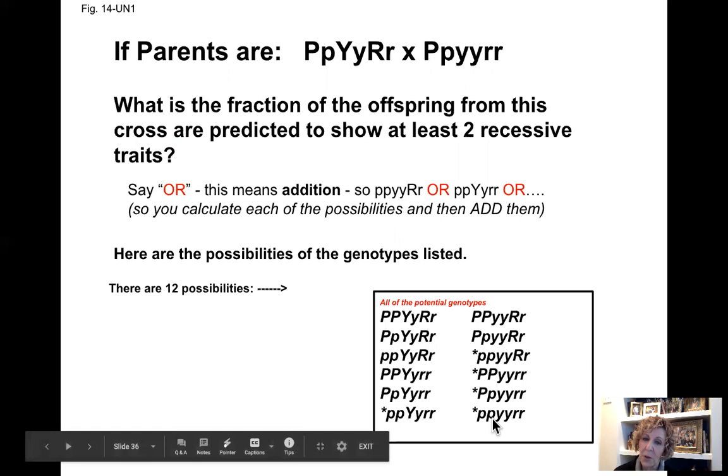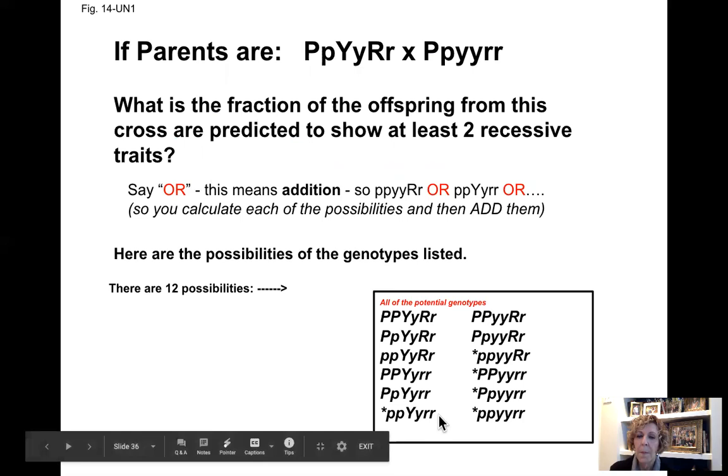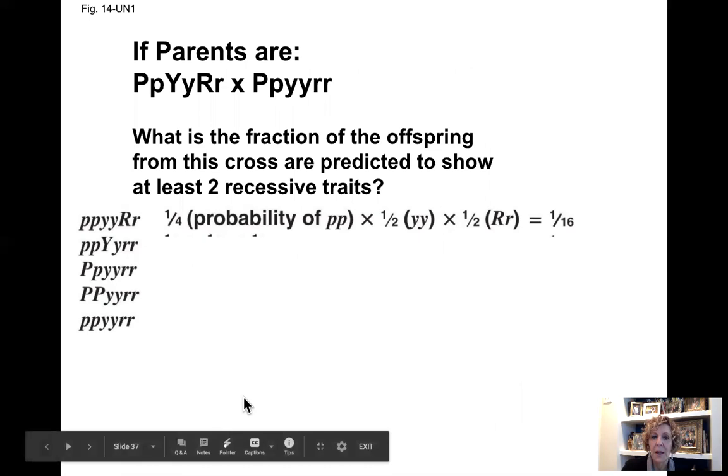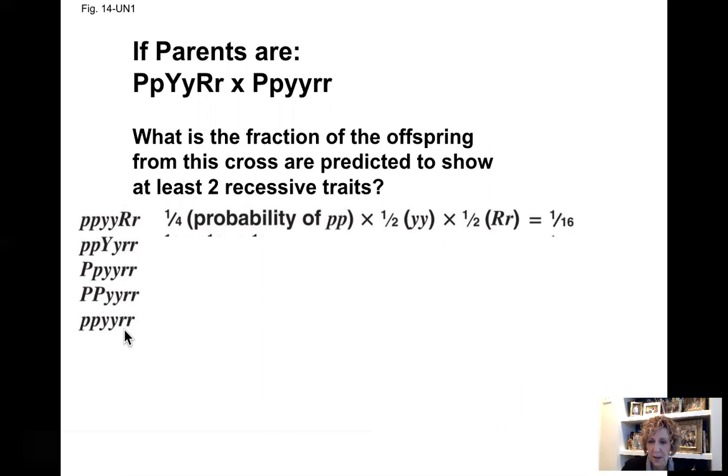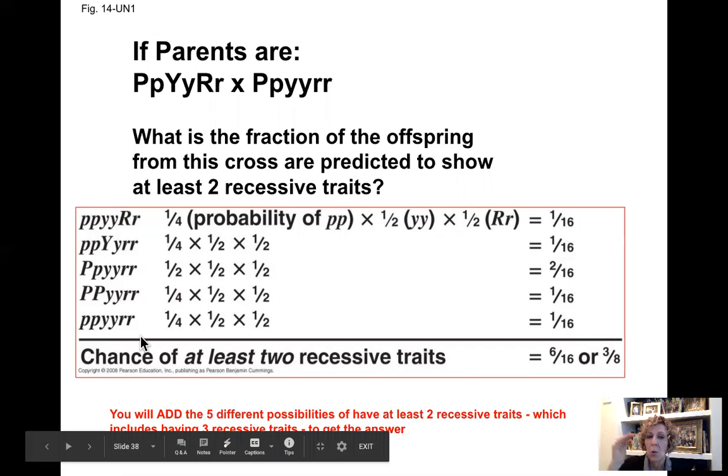Of all the potential genotypes, only this one, this one, this one, this one, and this one show at least two recessive traits, right? Because they've got two of the homozygous recessive genotypes for that trait. So then what you're going to do is calculate the probability of getting each of these different genotypes, and then you're going to add those together, all right? So the chance of getting at least two recessive traits, which of course would include the possibility of getting three recessive, which is what this genotype is, you add all of these different events and that would be your answer for this problem because it's asking for "or."